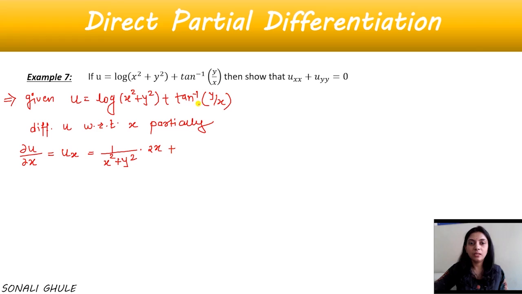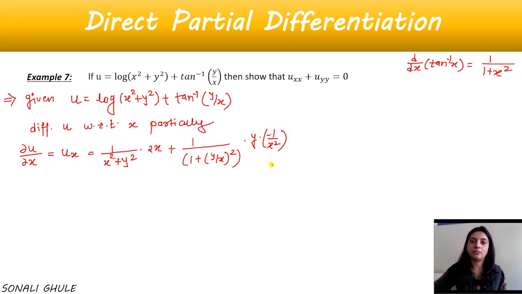Plus, now tan inverse is there. And we all know what is the derivative of tan inverse x? Yes, it is 1 upon 1 plus x square. Using this differentiation, I can write the value here as 1 upon 1 plus y upon x whole square. Instead of x, there is now y upon x. But here again I have to differentiate this y upon x with respect to x. So this time y is constant and for 1 upon x, the differentiation is minus 1 upon x square.